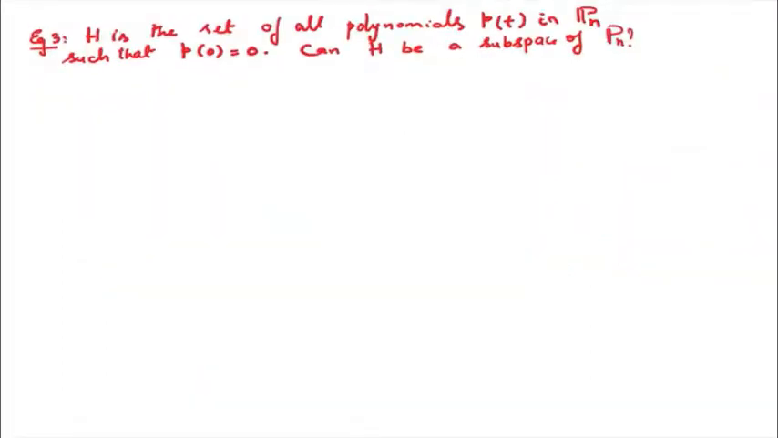Our next example. H is the set of all polynomials P of t in Pn such that P of 0 is equal to 0. Can H be a subspace of Pn?